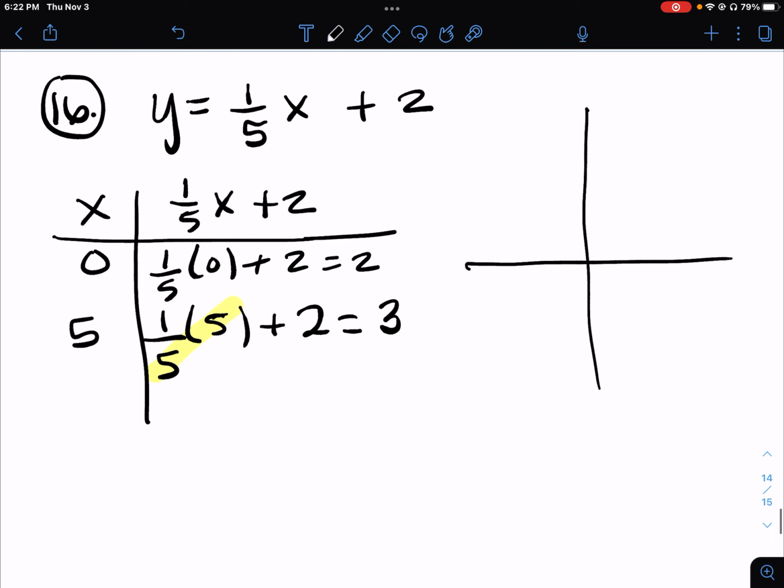0, 2 means over 0, up 2. 5, 3, that means right 5, and up 3. And that's your graph.